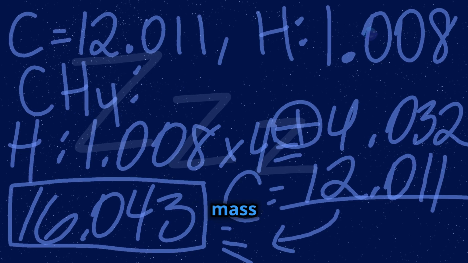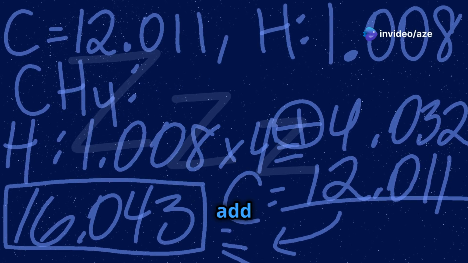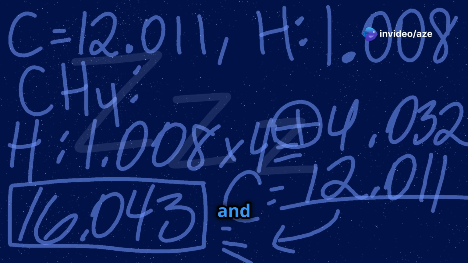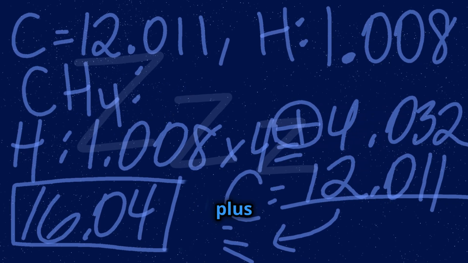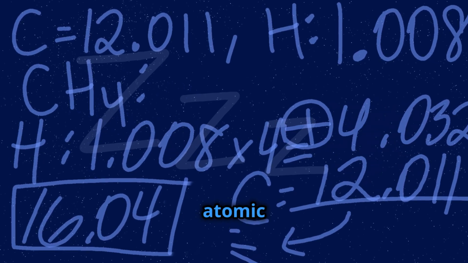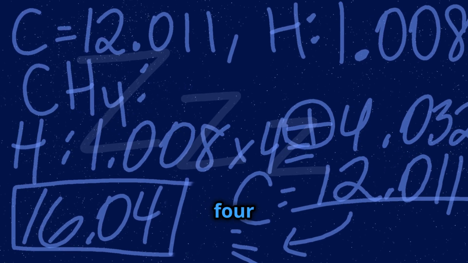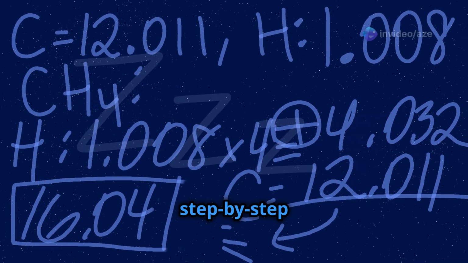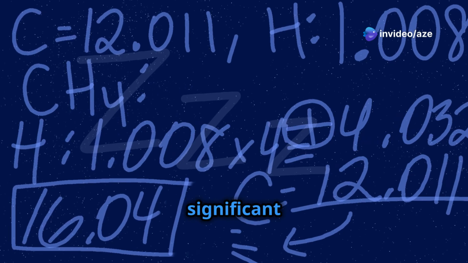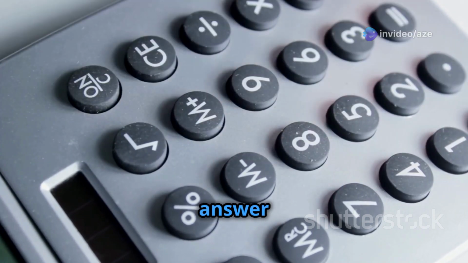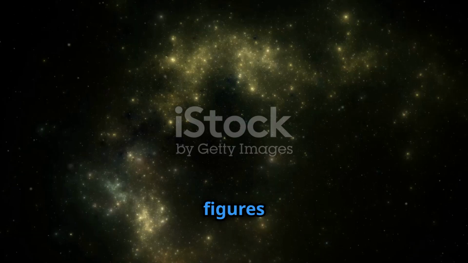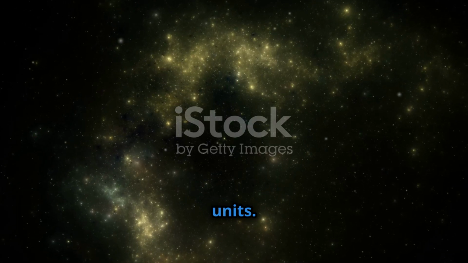To calculate the molar mass of methane, CH4, we add the atomic masses of 1 carbon atom and 4 hydrogen atoms. 12.011 atomic mass units plus 4 times 1.008 atomic mass units equals 16.043 atomic mass units. This step-by-step process highlights the importance of each significant figure. Since the atomic masses have 4 significant figures, our answer should also have 4 significant figures, 16.04 atomic mass units.